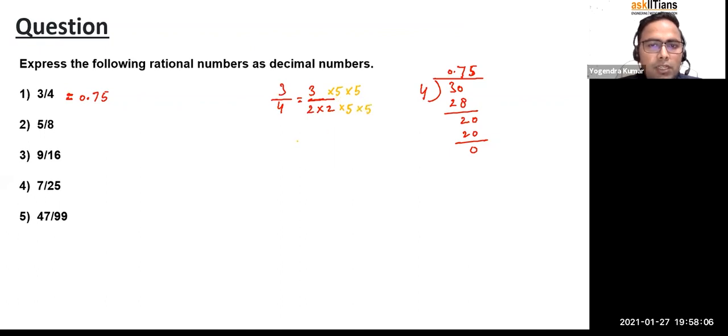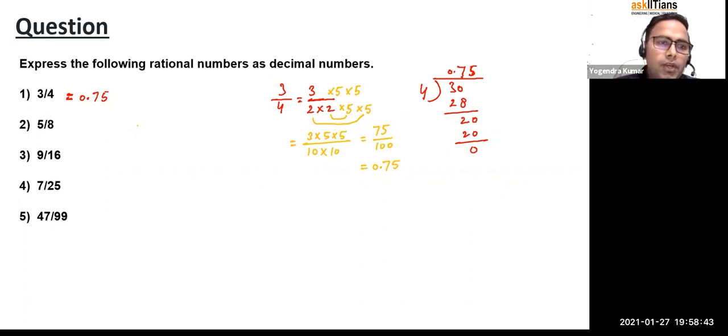But what is the benefit I'm getting out of it? This 2 and this 5 will give me 10. This 2 and this 5 will give me another 10. So basically I'll get 3 into 5 into 5 divided by 10 into 10, which is nothing but 25 into 3, 75 divided by 100, and that can be easily written as 0.75. We can avoid the long division this way and write it down easily. So there are two methods, method number 1 and method number 2. We will now use this faster method.